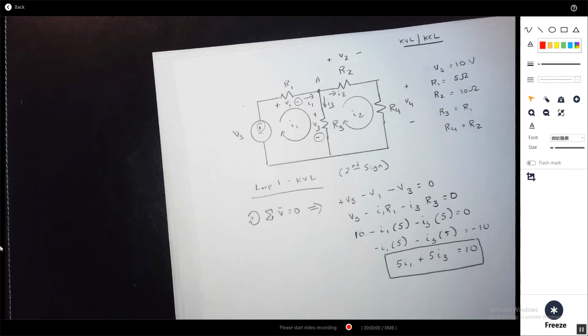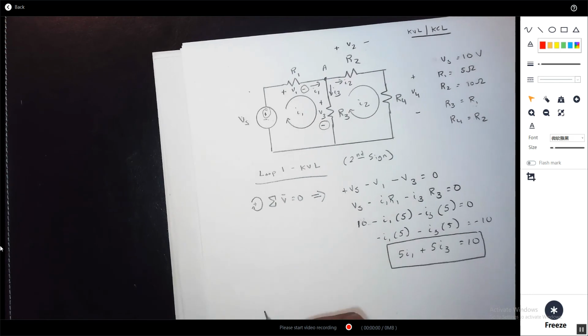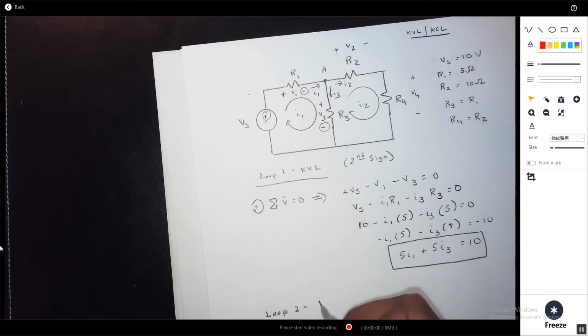Okay. We do the same thing for this loop. Okay? Loop 2. KVL. Second sign.